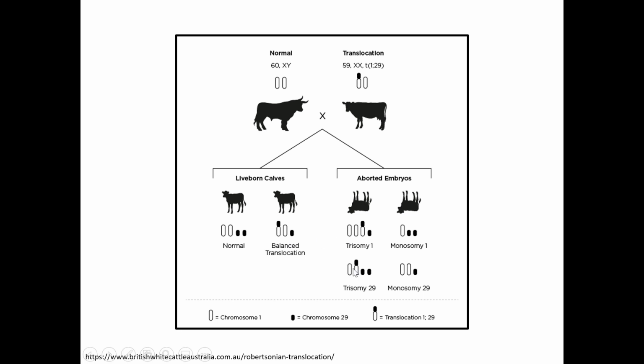And then over here we have our aborted embryos, so we can get trisomy. We have trisomy for chromosome 1, so we have 3 copies of chromosome 1 and 2 of chromosome 29, or we could also get monosomy, so we only have 1 copy of chromosome 1 and 2 copies of chromosome 29. And then we can get the same thing happening with chromosome 29: trisomy, we have 3 copies of chromosome 29, and monosomy, 1 copy of chromosome 29. So this can be lethal depending on what happens with meiosis, but when it's not and they have the balanced translocation, for whatever reason, there seems to be a reduced fertility for both males and females that possess this trait.